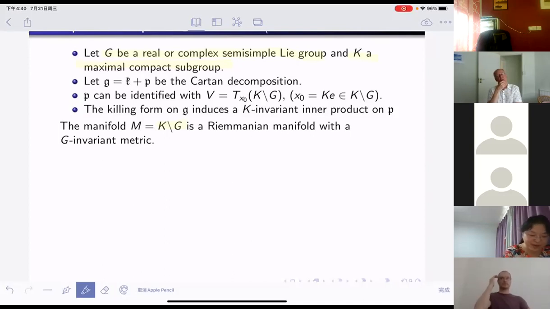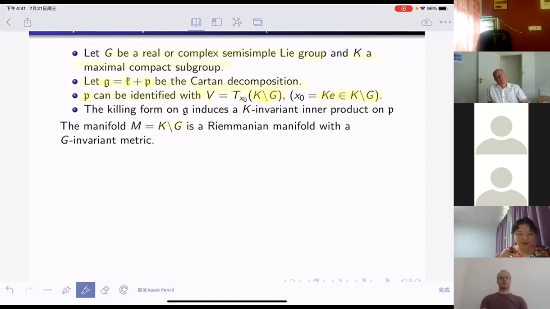Fortunately, we have. So we consider the Cartan decomposition of the Lie algebra of G into the Lie algebra of K and P, which is a complement given by the structure of the Lie algebra. And this P actually can be identified with the tangent space at the identity in this G mod K, the identity element, which I call X0. So this P can be identified as the tangent space at X0 of this G mod K.